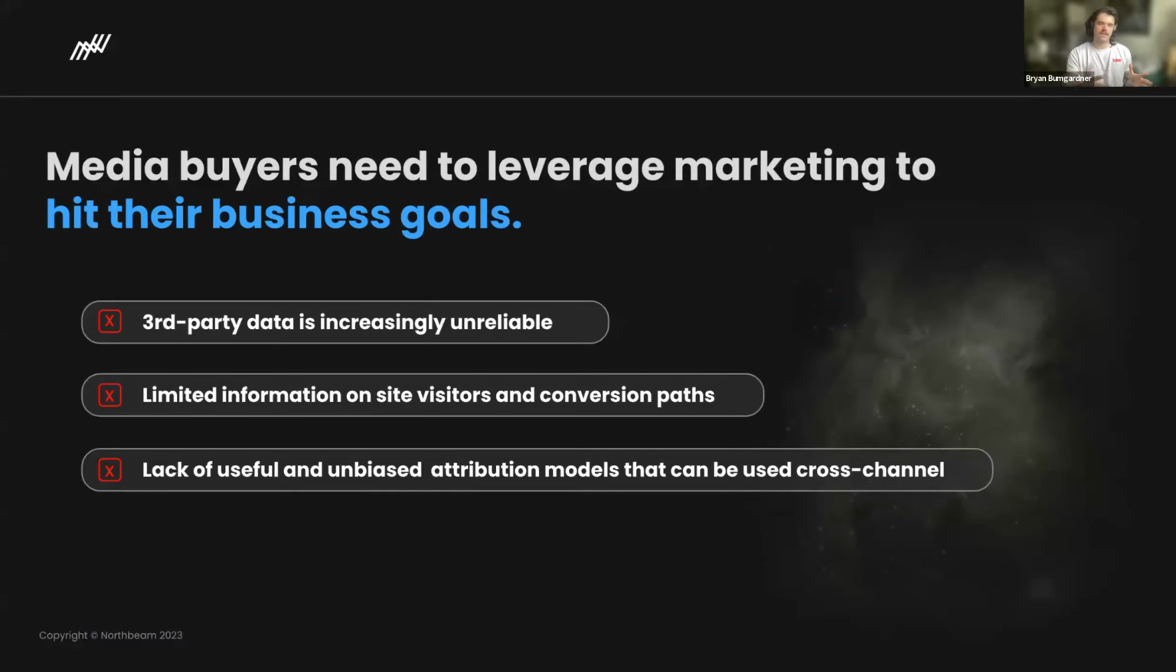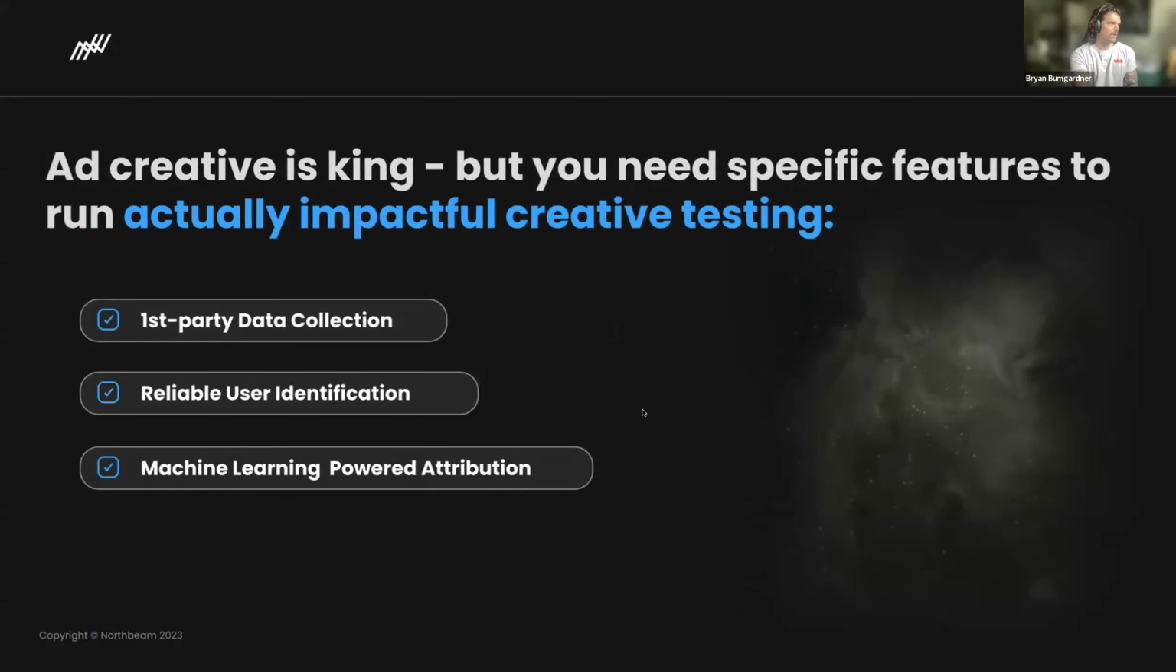Every iOS update that seems to come through seems to be pulling off more and more tracking off of all the tools that we're using to actually run our creative experiments. We have limited information on site visitors, conversion paths. Everything's changing, right? We're looking at a cookieless future. You're losing attribution models and power that is really, really valuable for you as media buyers who are trying to run your experiments. You're trying to understand which ads are most impactful. You're trying to understand, where do I need to spend my marketing budget to grow my business, right?